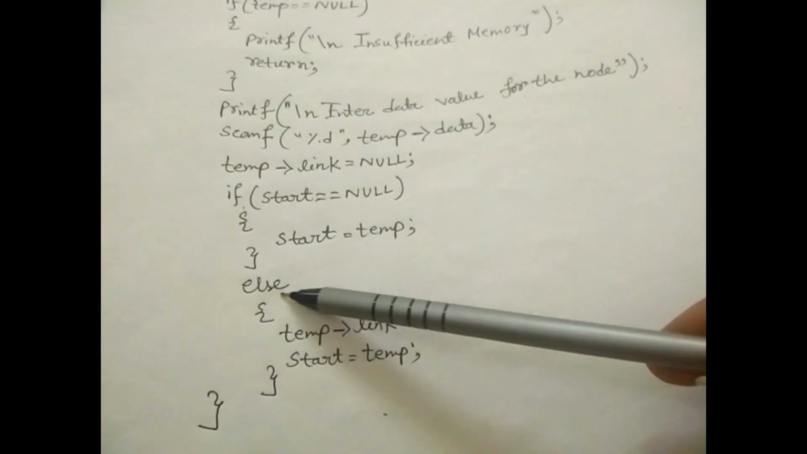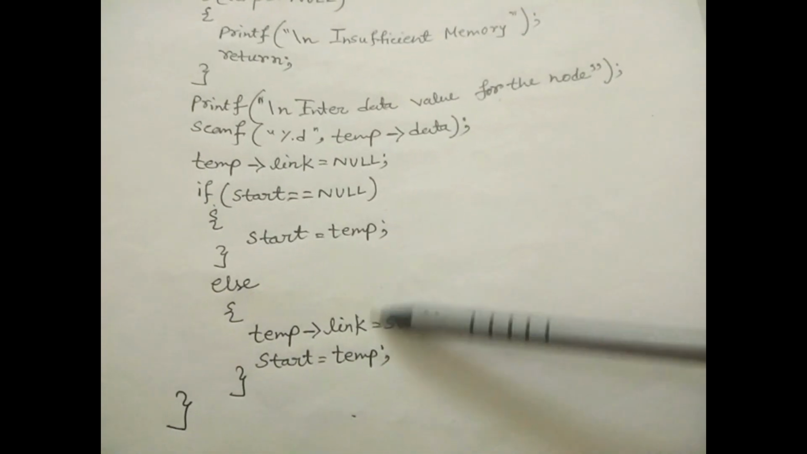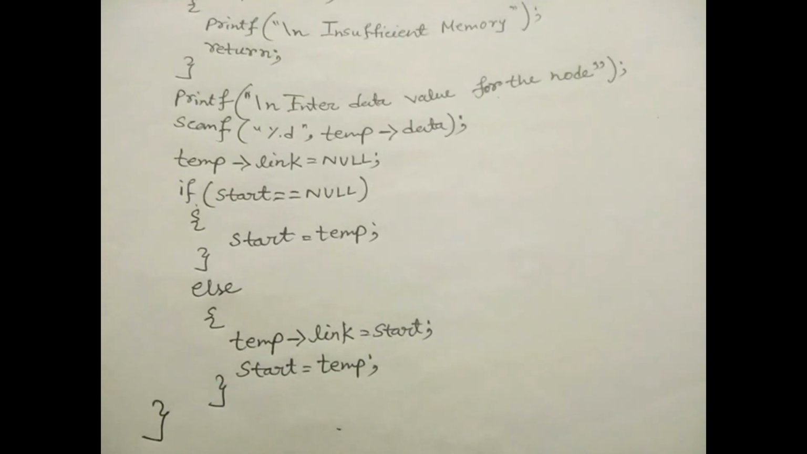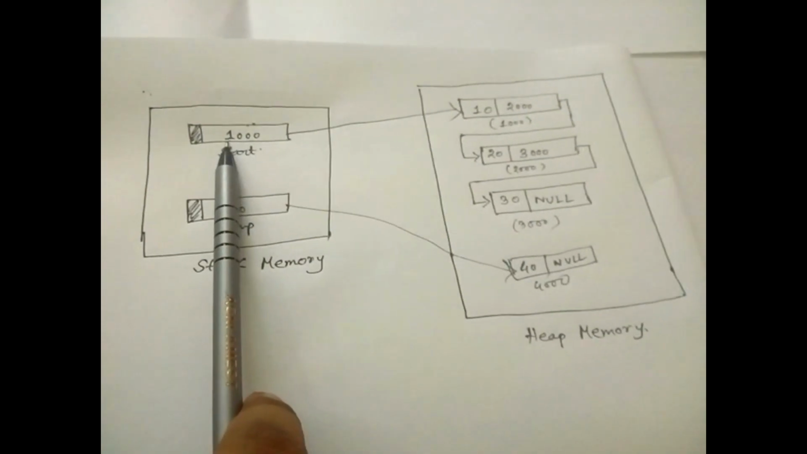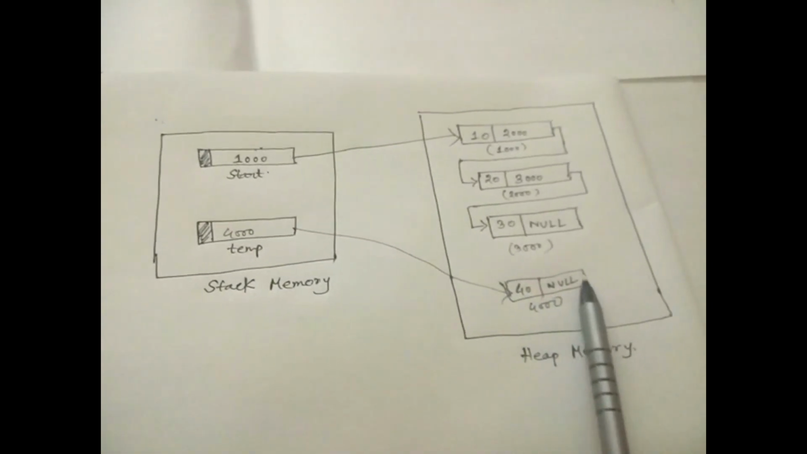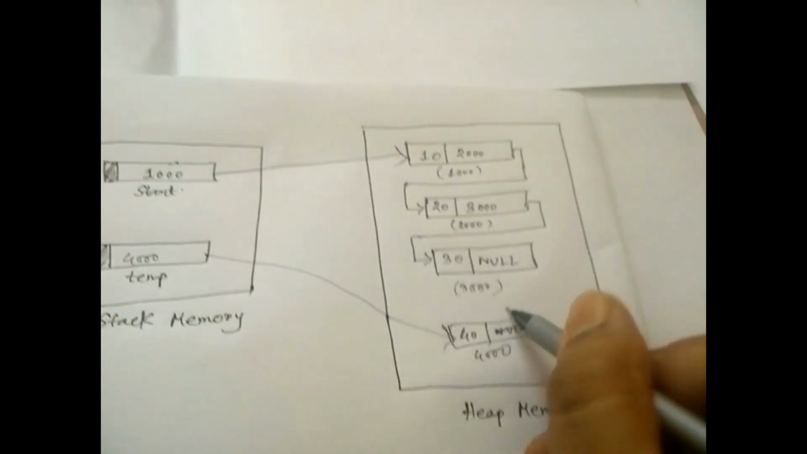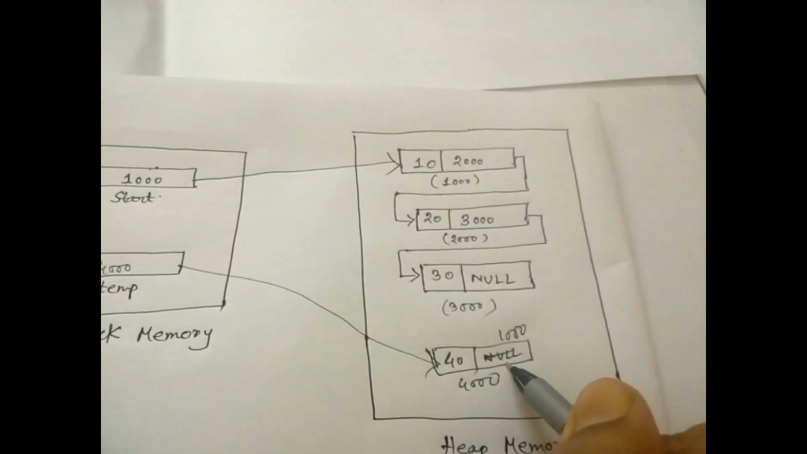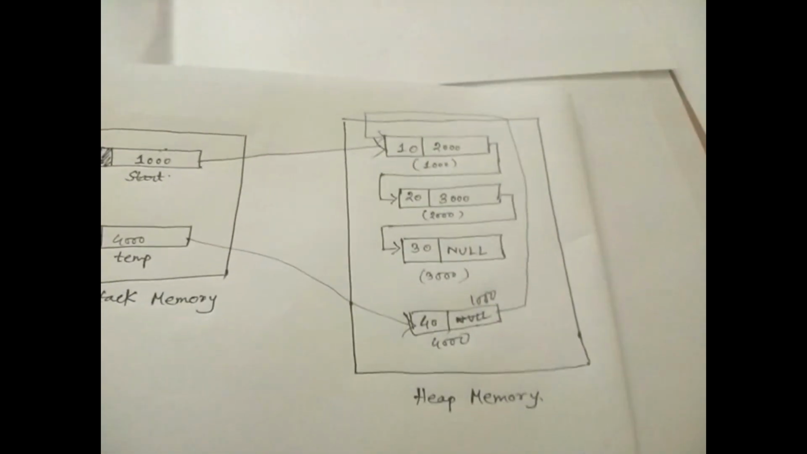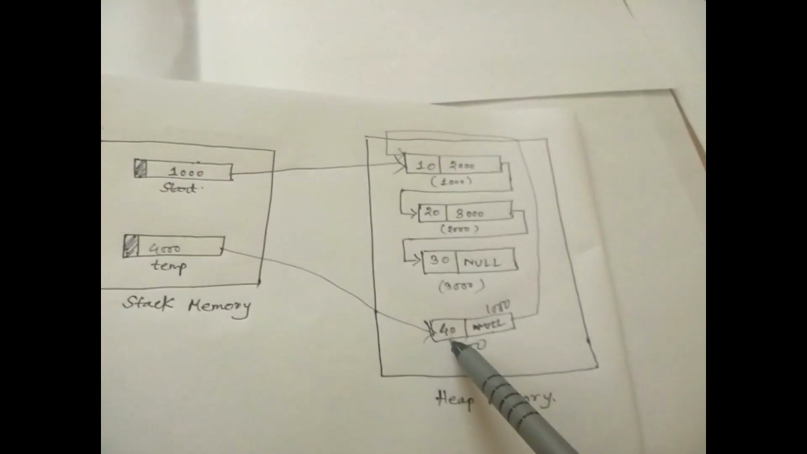So the condition is not satisfied. Go to the else part and temp->link = start. That means the value of start is assigned into temp->link. So the value of start is 1000 and temp points to this node. That means temp->link means this portion. So the value of start, 1000, is assigned here. Now it points here. Now it becomes the first node in the list.